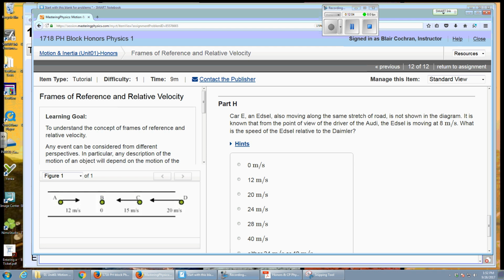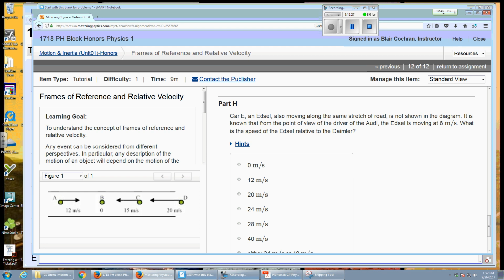Oh, we got to say that differently though, because we've been using E for Earth. I'm going to call it M for mystery car, because I can call it whatever I want. And then they want to know what is the mystery car relative to the odometer.